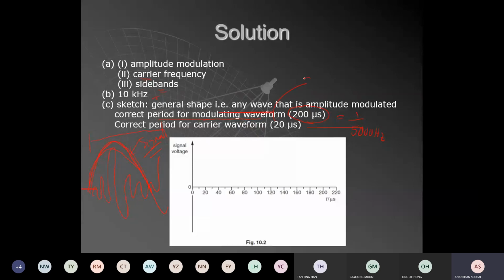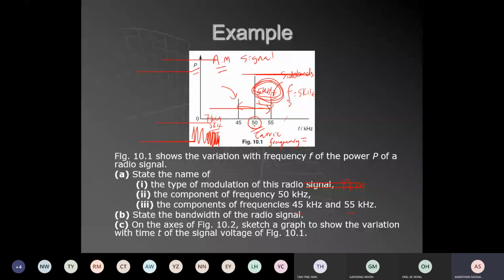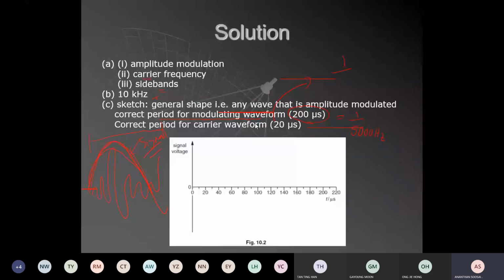Another one for the carrier. What is the carrier frequency? The carrier frequency is 50 kilohertz. So the period of the carrier will be 1 over 50,000 hertz, which gives you 20 microseconds.